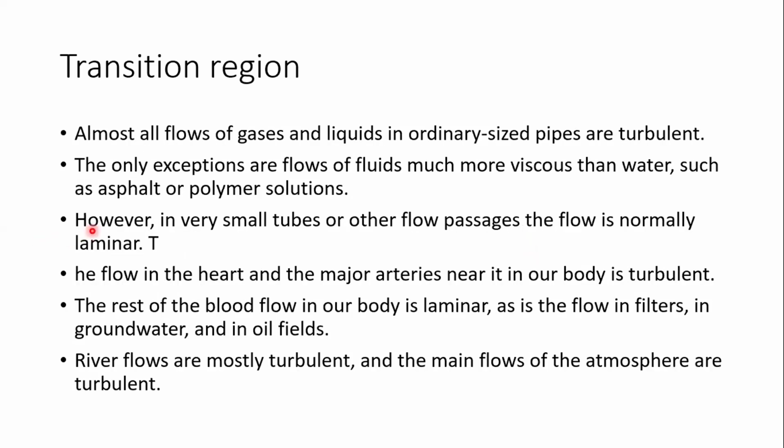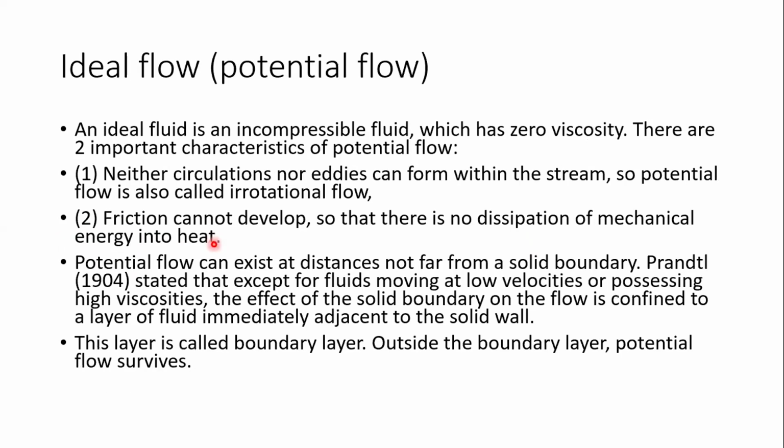Good. See here, for small tubes the flow is usually laminar. So we can have a very high velocity, but if the size of the tube is small enough, it wouldn't be turbulent, it will still be laminar. So the diameter of the pipe would affect whether it's going to be laminar or turbulent flow.